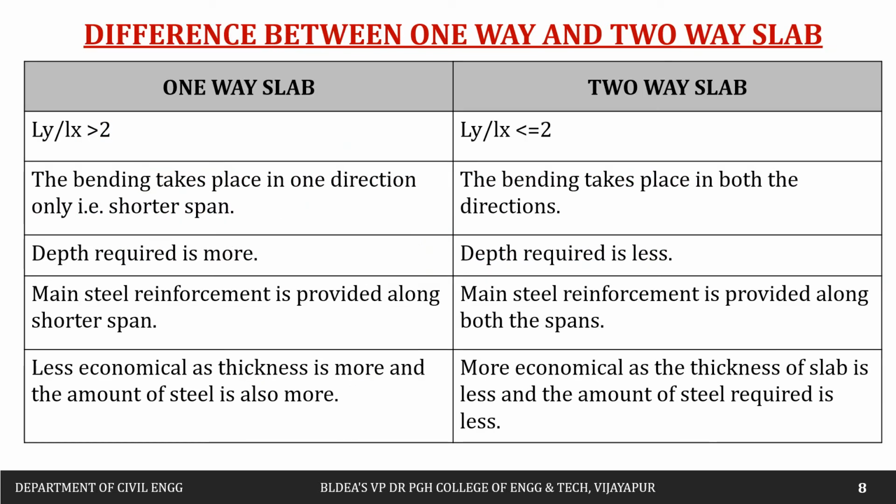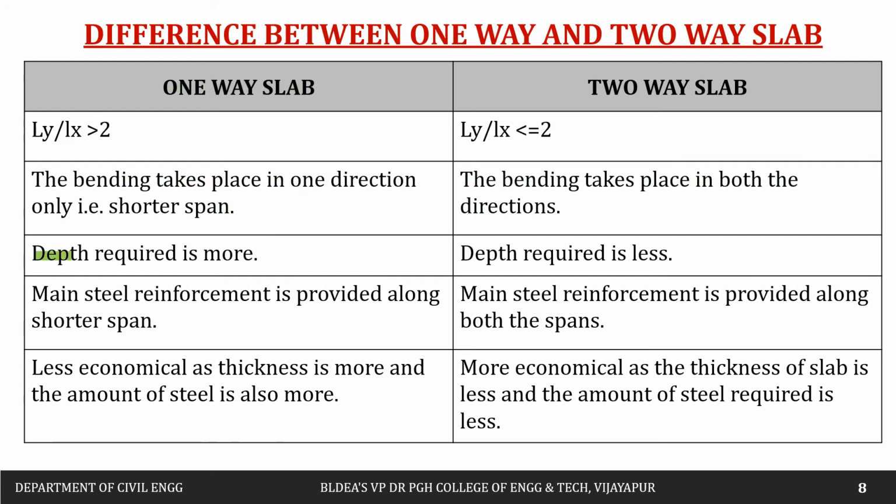Let us see the difference between the one-way slab and two-way slab. In a one-way slab, the Ly by Lx ratio is greater than 2. In a two-way slab, the Ly by Lx ratio is less than or equal to 2. Bending takes place only in one direction, that is in the shorter span. But in a two-way slab, bending takes place in both the directions.